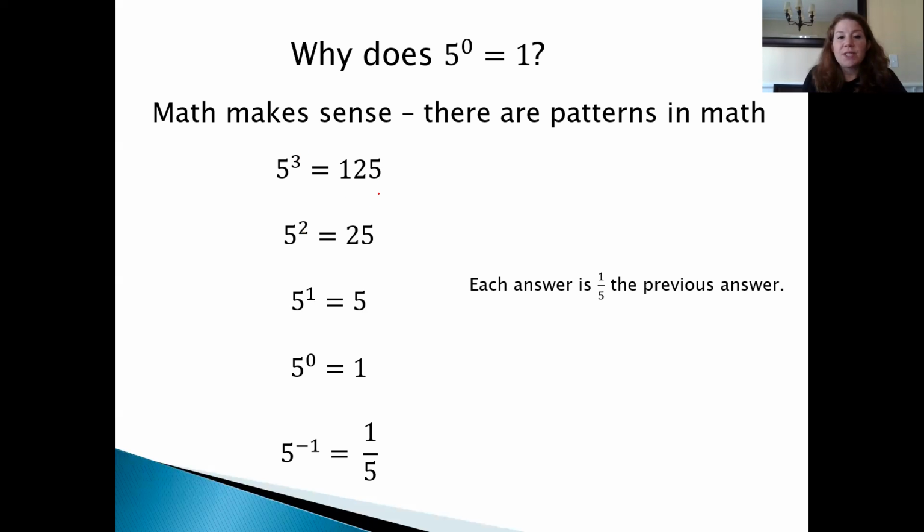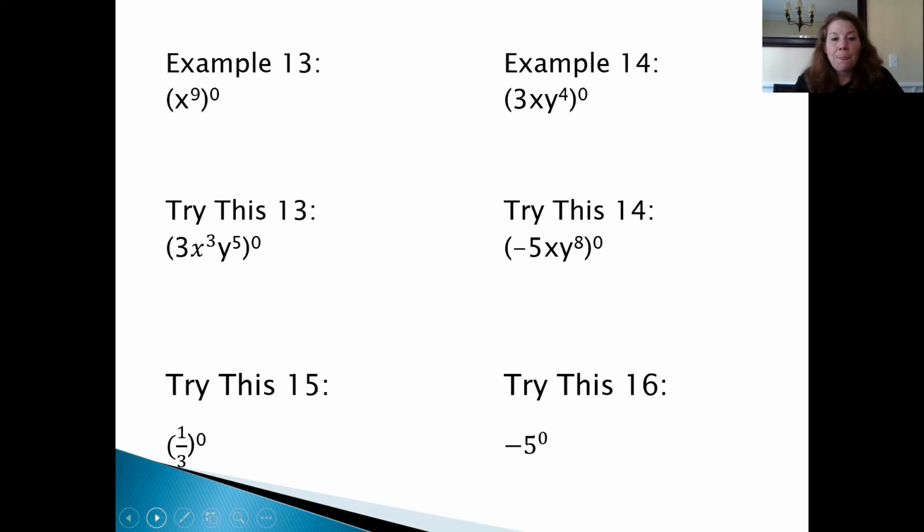5 to the 3rd versus 5 to the 2nd, this should be a 5th of this answer, and it is. Going down 1 exponent, this answer should be a 5th of 25, and it is. Going down 1 exponent, 0 from 1, this should be a 5th, so a 5th of 5 is 1. That's our pattern. And then finally, we have a negative 1 coefficient. Our next number should be a 5th of 1, and it is. A 5th of 1 is 1/5.